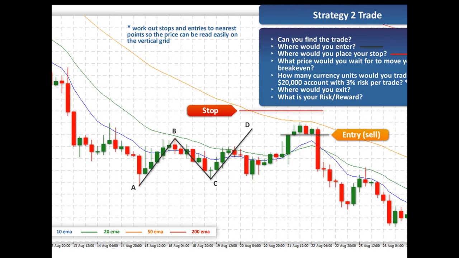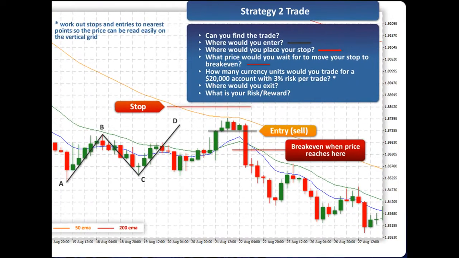What about the break even? Well, again, the break even is at the 1-to-1 risk reward. So obviously when the actual entry and the actual stop are placed in the right place, we would have the same distance between the entry and the stop and the same distance between the entry and the break even. So when price moves down to this price here, we will move our stop from the original place down to the entry price.